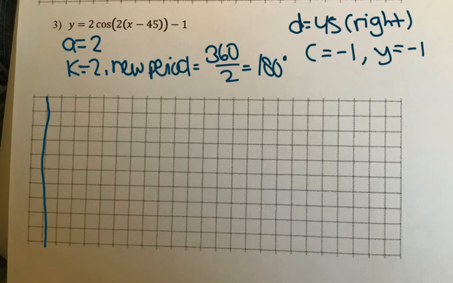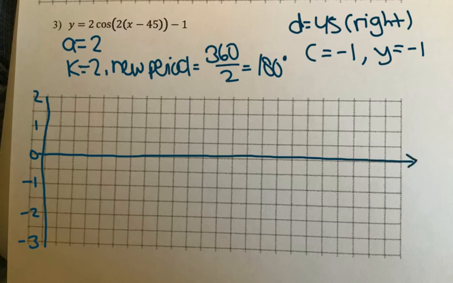Sorry if this is painful to watch when I can't draw straight. So -3, -2, -1, 0, 1, 2. And then, since I have to shift by 45 degrees, I'm going to use every other tick as 45 degrees this time. And I just went up to 450 as well.